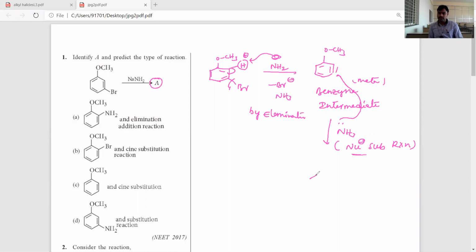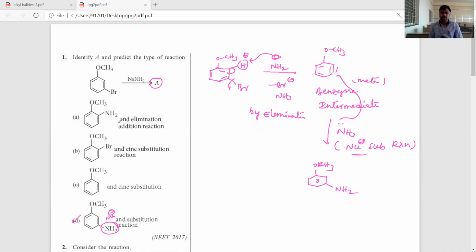Now the final product is OCH3, metamethoxyaniline, formed by the substitution reaction. What type of substitution is this? It is nucleophilic substitution reaction. So the answer is D.